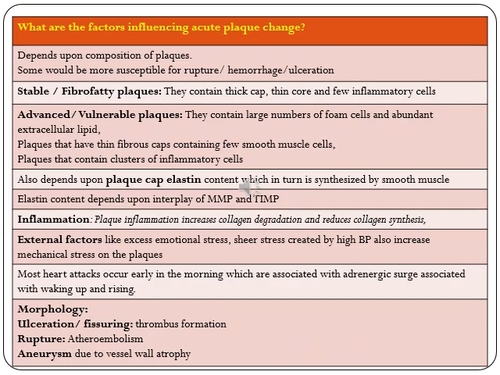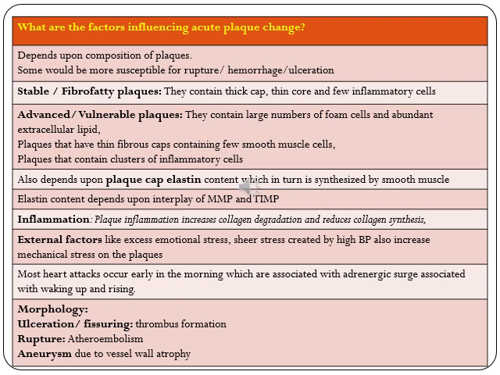So now that we know that some plaques can undergo acute plaque change, we want to discuss what the factors are that will influence the development of acute plaque change. Are all plaques susceptible to acute plaque change, or are there certain features or composition of the plaque that affect whether it will go into acute plaque change or not? So this is dependent upon the composition of plaques.